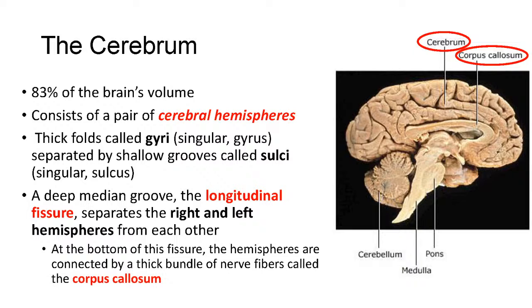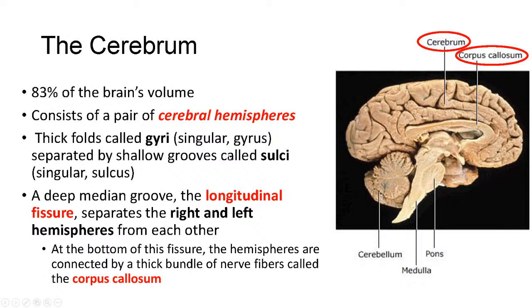All right, so the cerebrum, we're going to start here. It's the largest portion of the brain, and it constitutes about 83% of the brain's mass. Of course, we see the cerebrum up here. And it's composed of thick folds called gyri and these depressions called sulci. Sulci is plural, sulcus is singular, gyri is plural, gyrus is singular.